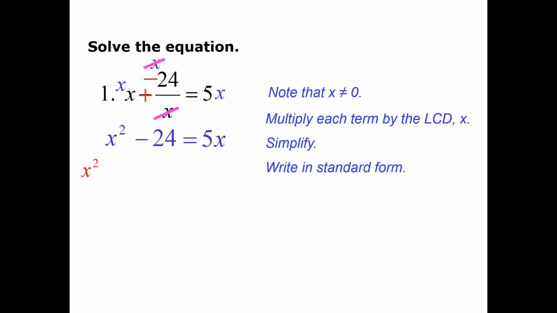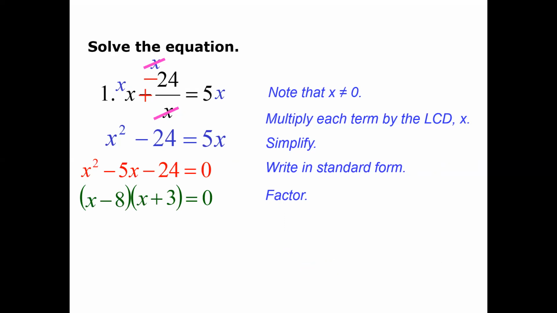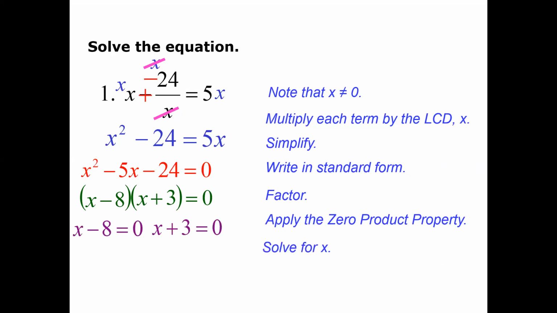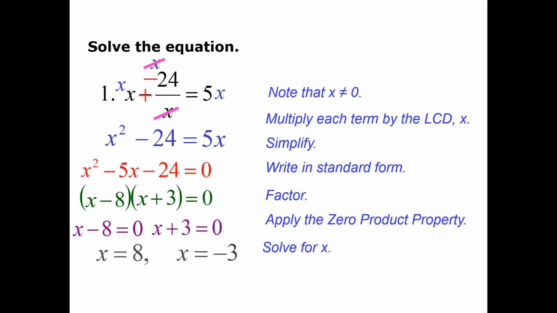So write it in standard form, make one side equal to 0. So you have x squared minus 5x minus 24 equals 0. How do we solve this equation? We simply factor. So what are the factors of x squared minus 5x minus 24? You have x minus 8 times the quantity x plus 3 equals 0. Applying the zero product property, equating each factor to 0, you will have x equals 8 and x equals negative 3. So the solution for this rational equation is x equals 8 and x equals negative 3.